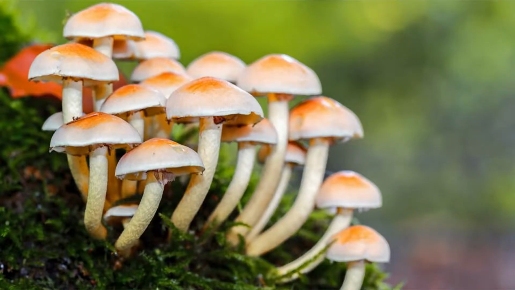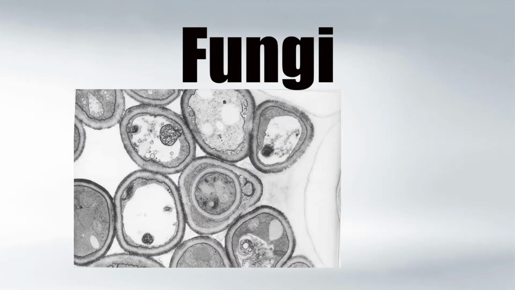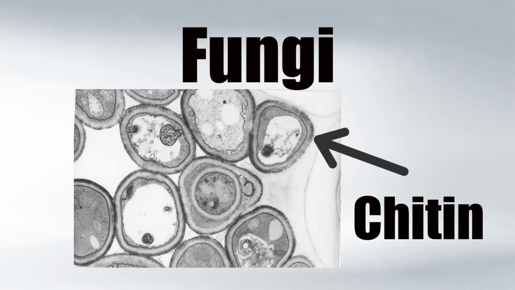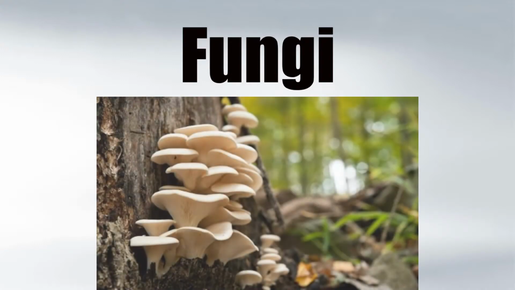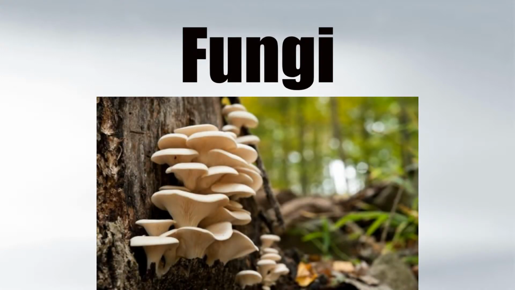Moving on to the kingdoms, eukarya has 4 of them: fungi, protists, plants, and animals. Fungi have cell walls made of chitin, which is a rigid polymer. Fungi absorb nutrients from organic materials in their surroundings, most of those materials being dead.